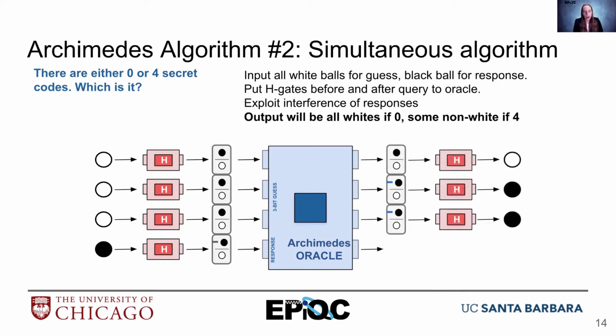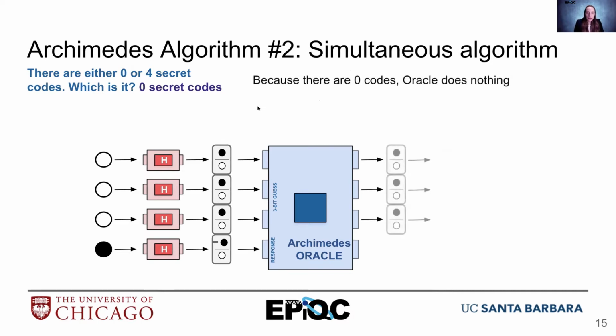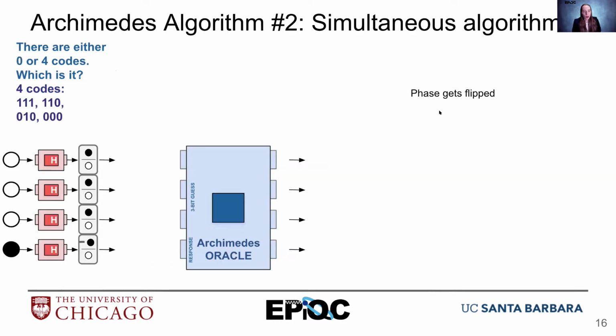Okay. So let's look at an example where there are 0 secret codes. Let's look at what happens if there are 0 secret codes. So if there are 0 secret codes, the Oracle does nothing. Okay, because I gave it white balls and it's going to give me back white balls, and it doesn't flip the response. So I get back all white balls. What I want to figure out is what happens when there are 4.